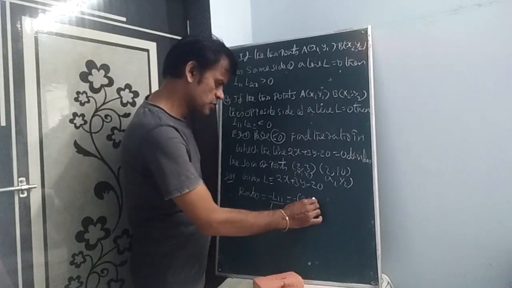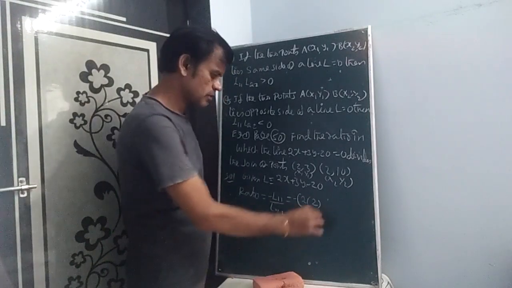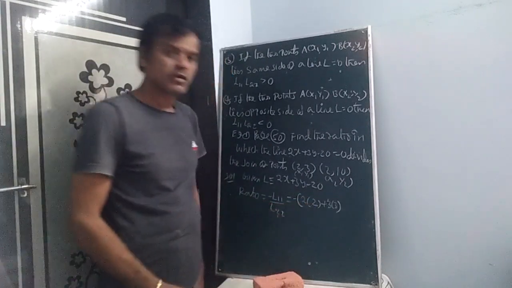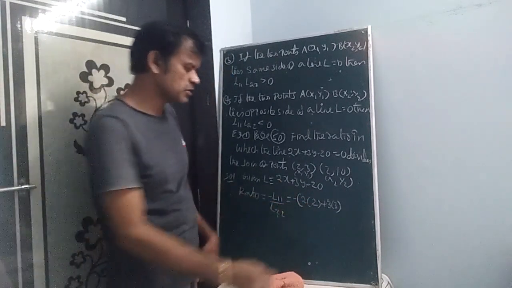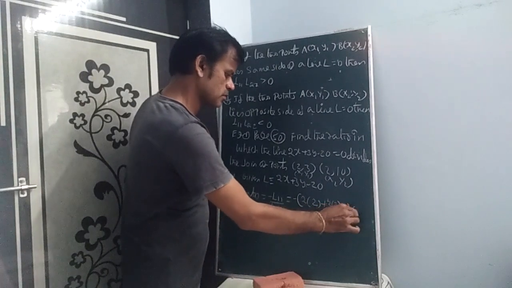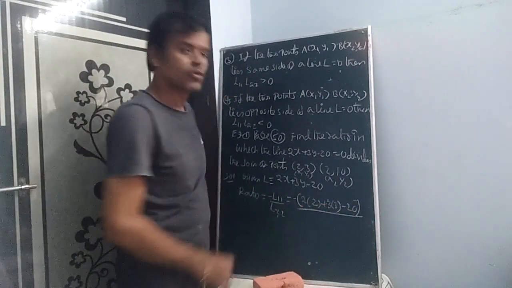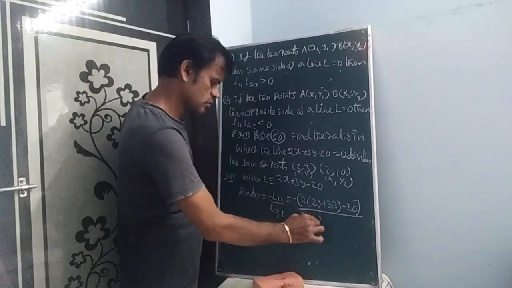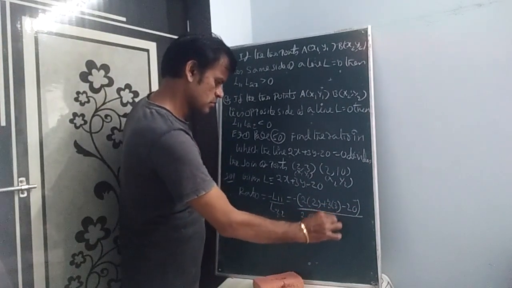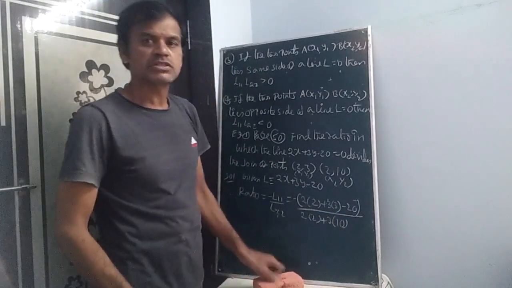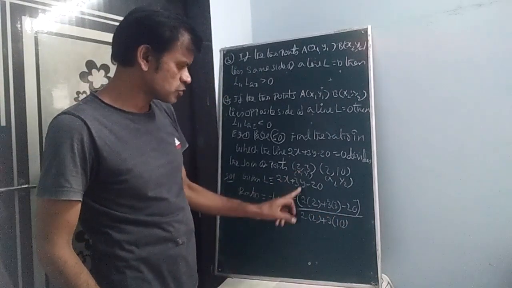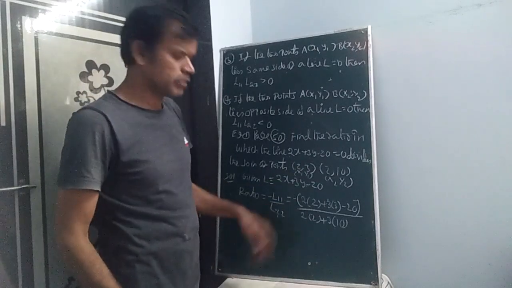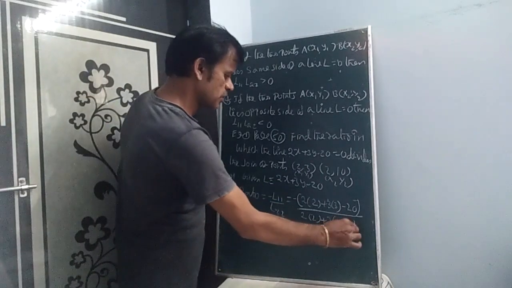Now minus of 2 into 2 plus 3 into 3 minus 20, whole by, in the denominator, 2 into 2 plus 3 into 10 minus 20. Instead of x you should substitute here 2 and here 10 in the denominator. In the numerator 2 comma 3.